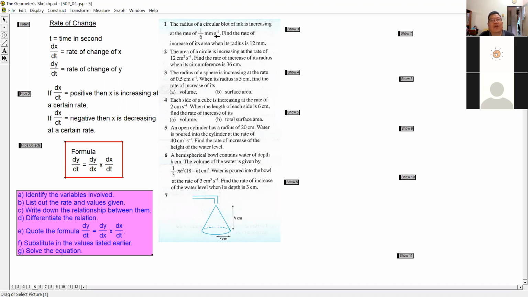Okay, so coming back to this question here: the radius of a circular block of ink is increasing at the rate of 1/6 millimeter per second. How can you translate this into symbols? How do you translate this? The radius of a circular block is increasing at the rate of 1/6. So in symbol form, what is it? Rate 1/6. What rate are they talking about? Rate of what?